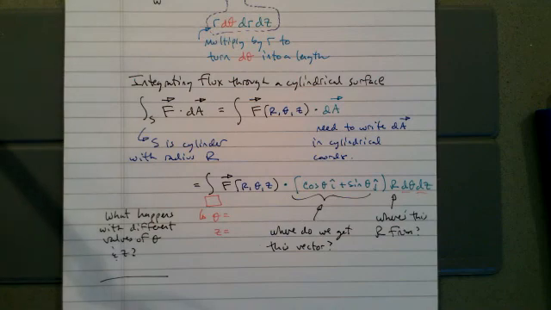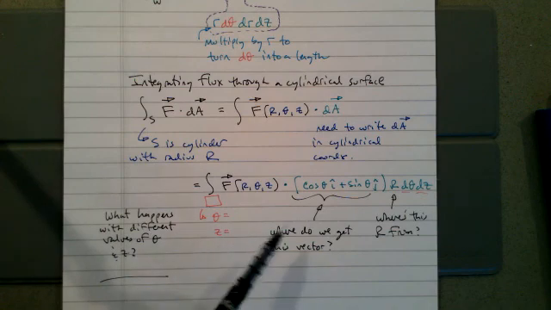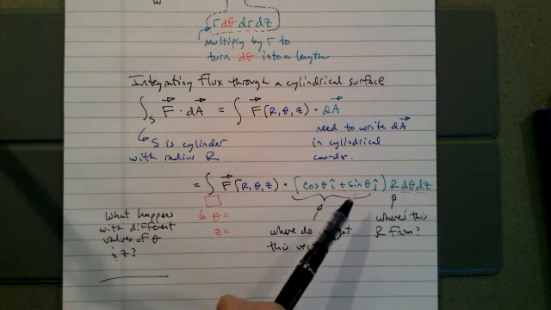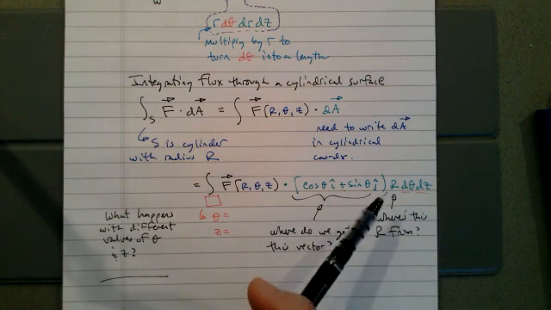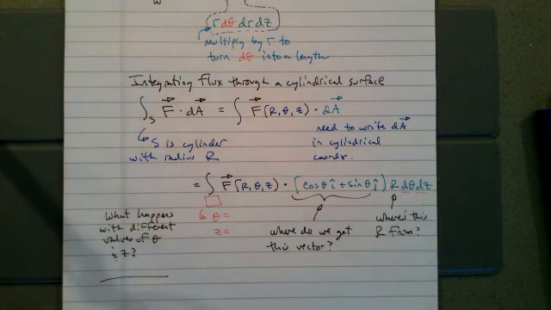Here are the things that I want you to think about. Where do each of these things come from? What happens if we change values of theta and z? How does that affect what parts of the cylinder that gets us? Where does this vector come from, the cosine theta i plus sine theta j? What about this r? Where does that r come from? d theta and dz, they're just taking the place of the x and the y.